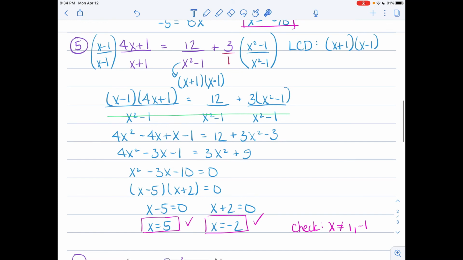Taking a peek back at my LCD, I want to determine what x should not be to keep any of the denominators from being 0. I'm going to get a negative 1 here, because if I plugged in negative 1, plus 1 would be 0, and a positive 1 here. So overall, I have a positive and a negative 1. Neither of these values is positive or negative 1, so I'm good.